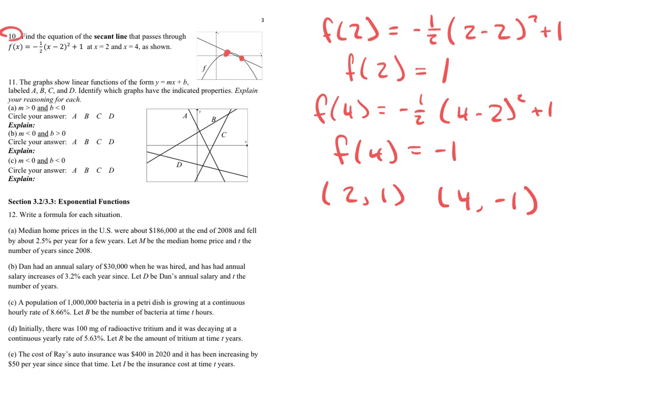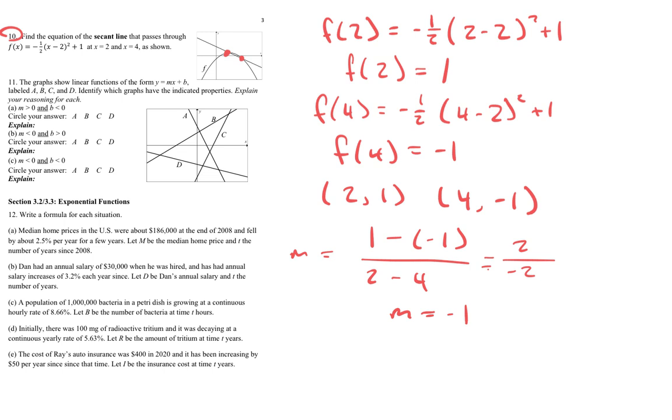So now we can find the slope from these 2 points, so we can finish our equation. The slope is going to be 1 minus a negative 1 over 2 minus 4. So on top we're going to have positive 2 over negative 2. This is our m, so m is equal to negative 1. Now that we have a point and a slope, we can either use our point-slope equation, or we could use y equals mx plus b and plug in our point and solve.